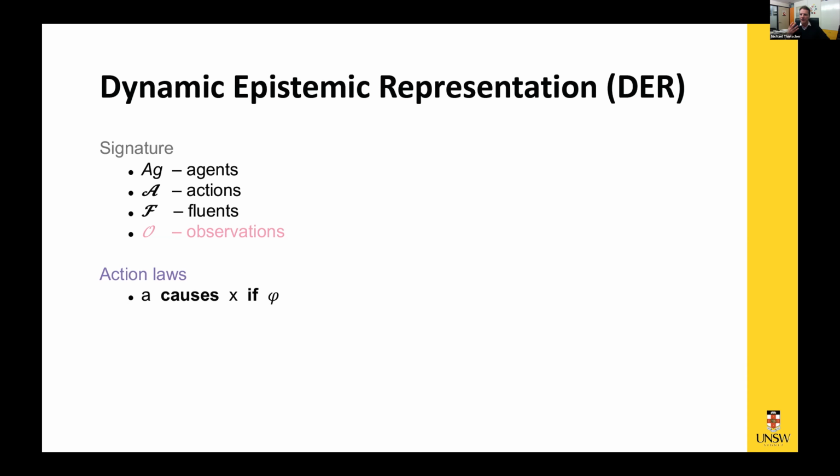And with the help of these observations, we can then specify actions in a dynamic epistemic multi-agent environment with the help of just a single type of law. A causes X if some condition holds. And this X can now be a classical effect that happens, as in classical action description languages, or an observation that is being triggered.